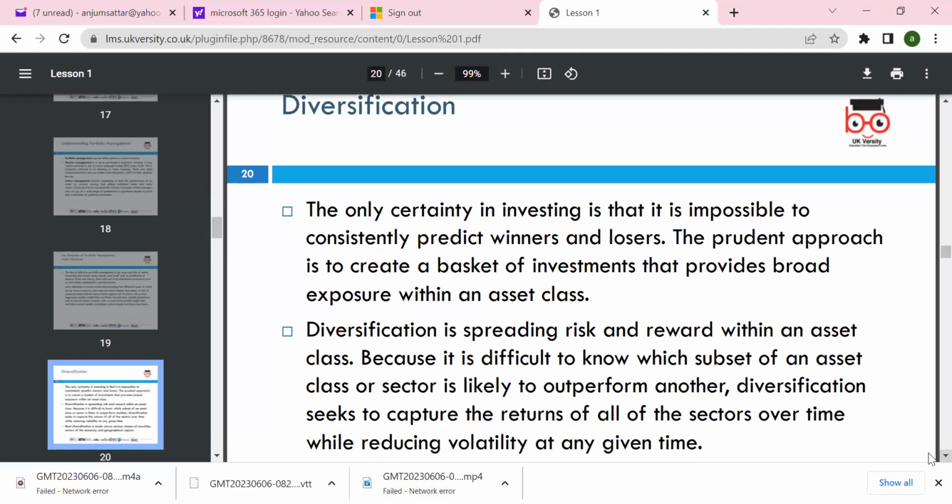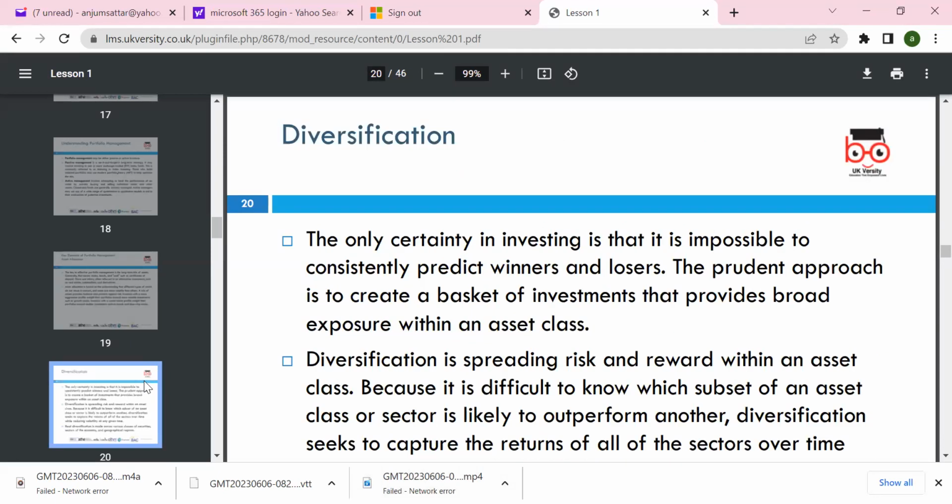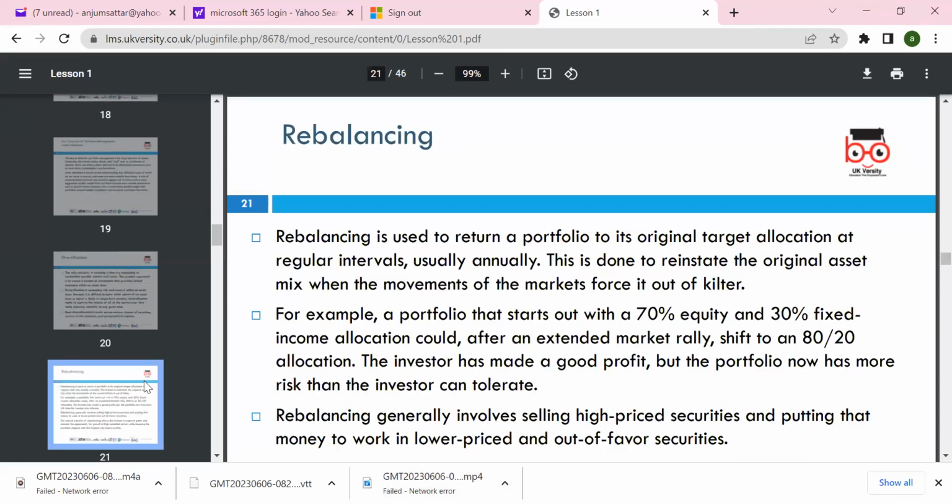Over time, there is some volatility, meaning the stock exchange is quite volatile. You can look across the economy, then geographical region, for real diversification. So globalization. That's why the company goes for rebalancing. Rebalancing is used to return the portfolio to its original target allocation at regular intervals, and the regular interval will mix it.